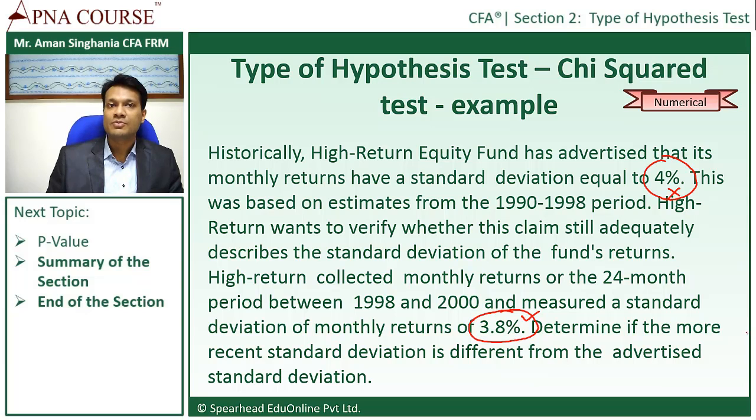Let's say we conclude that 3.8% is significantly different from 4. In that situation, High Return Equity Fund actually needs to go back to the investors and tell them that the standard deviation of the fund has changed. And let's say we conclude that 3.8% is not significantly different from 4. In that case, High Return Equity Fund can continue to advertise that it is still 4%. Which means what we need to test is whether the sample standard deviation of 3.8% is statistically significantly different from the advertised standard deviation of 4%.